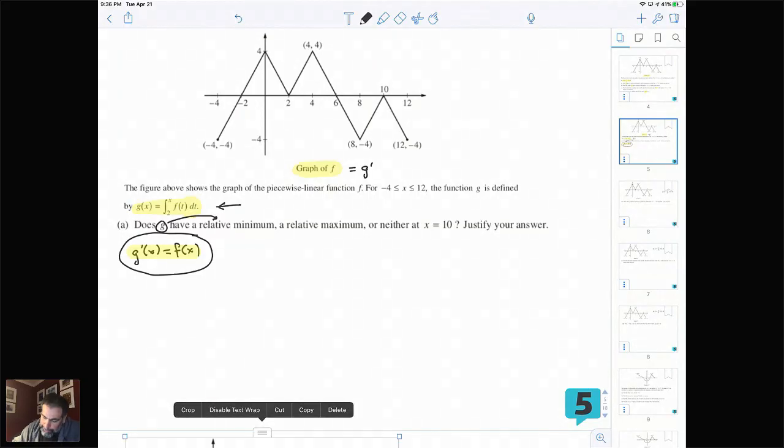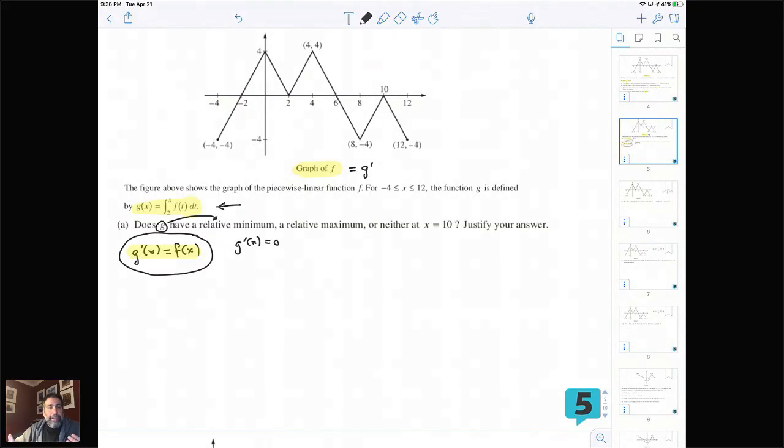So at this point in time, I know I want to find out where g prime of x is equal to 0, and then I want to find whether the signs change there. So I'm going to do the exact same thing we did last time. I am going to make a number line. That number line is going to be for g prime of x, but I'm going to be really smart about this and write that that's the same as f of x. And now I am going to put my endpoints on this graph. They start at -4. It ends at 12. So there are my endpoints.